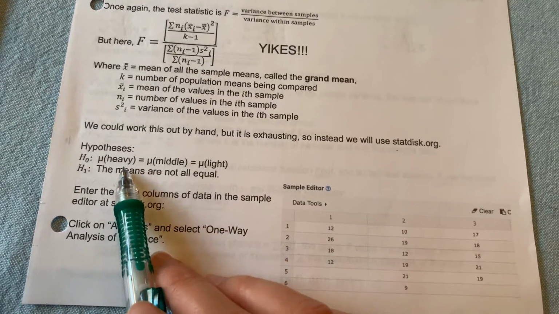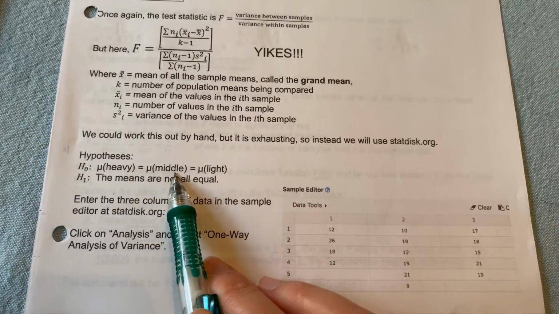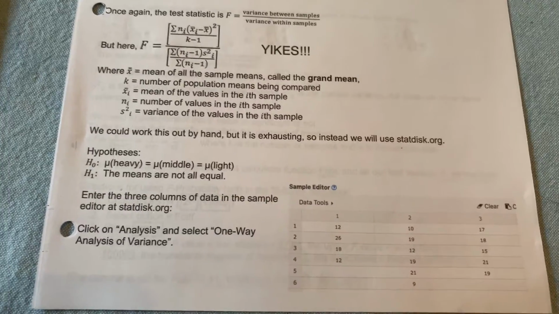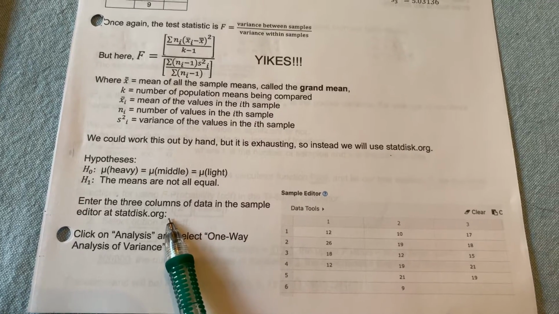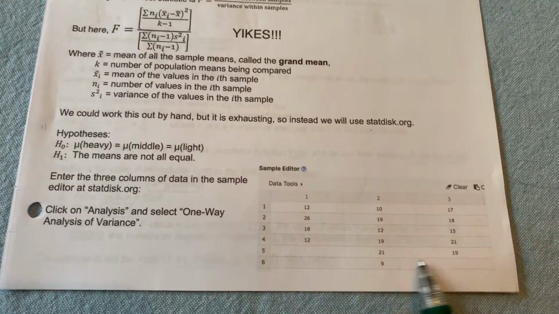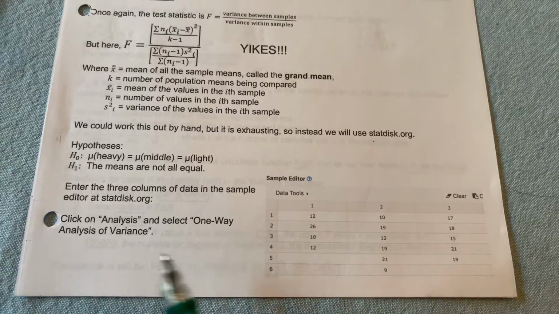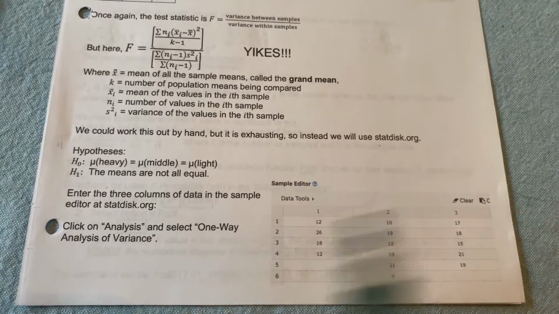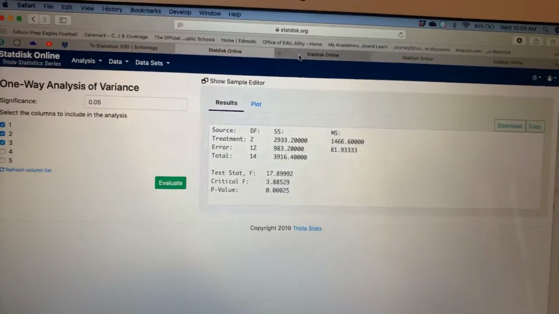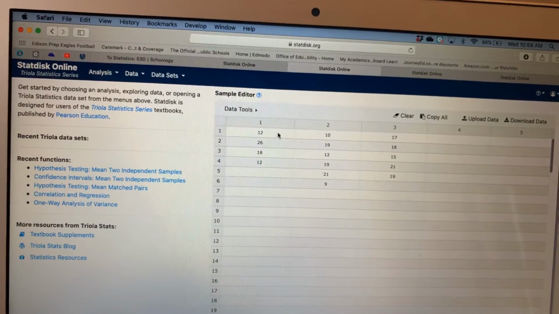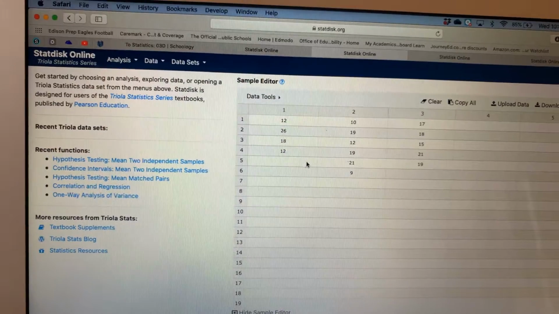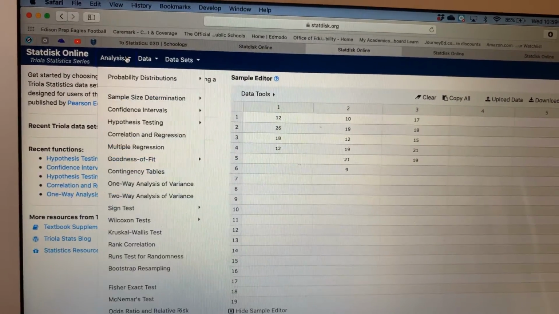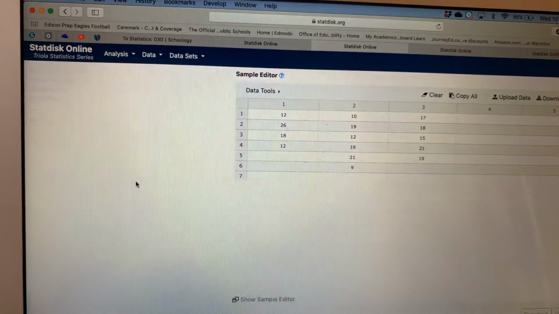Okay, so again, our hypotheses are that the mean for the heavy people is equal to the mean for the middle people is equal to the mean for the light people. Our alternative is that the means are not all equal. So we entered the 3 columns of data in the sample editor. This is what it should look like once you've entered that. And then we're going to go to analysis and one-way analysis of variance again. On a different StatDisk site, I've entered those 3 sets of data for the hot dog eating amounts.